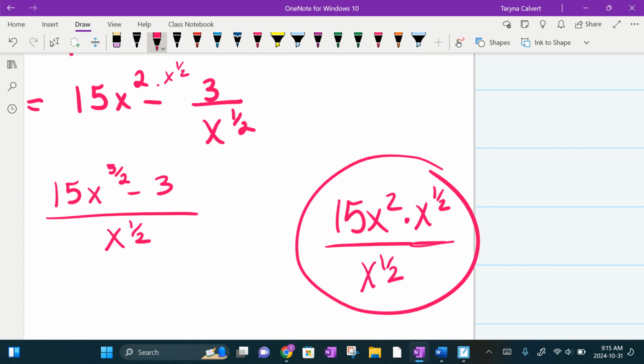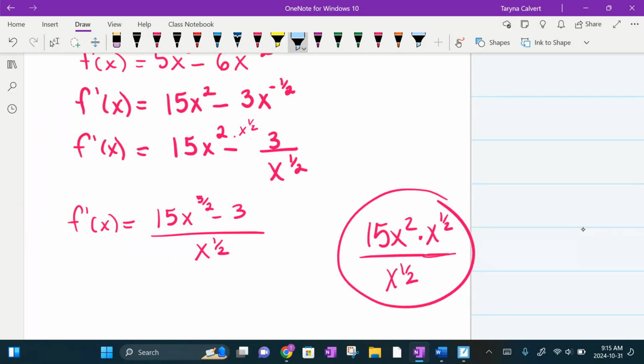So are we okay with this? 15x to the 5 over 2 minus 3 all over x squared. And again, it's not something that I'm okay with you guys stopping here at this level.